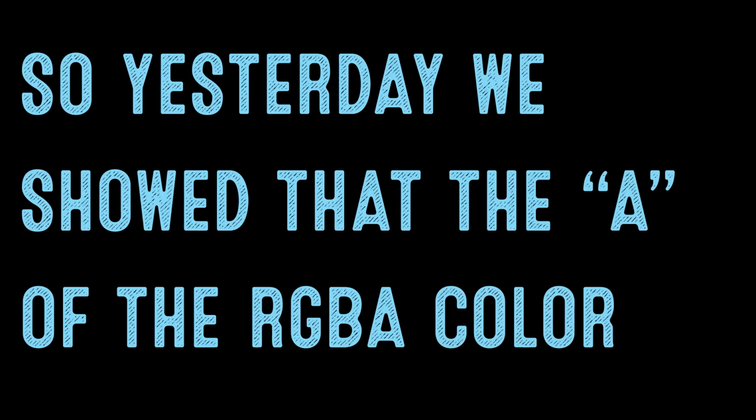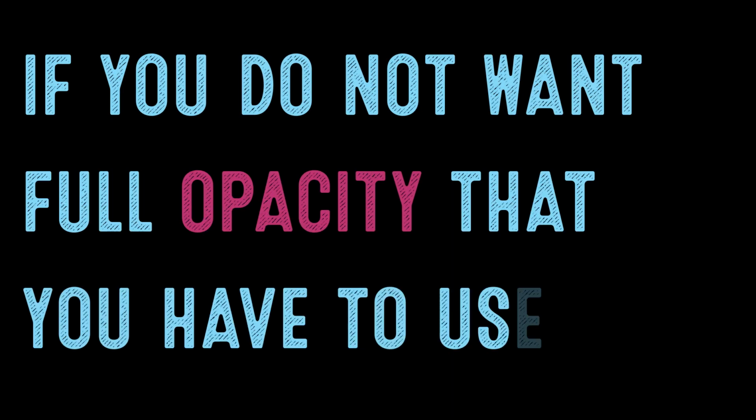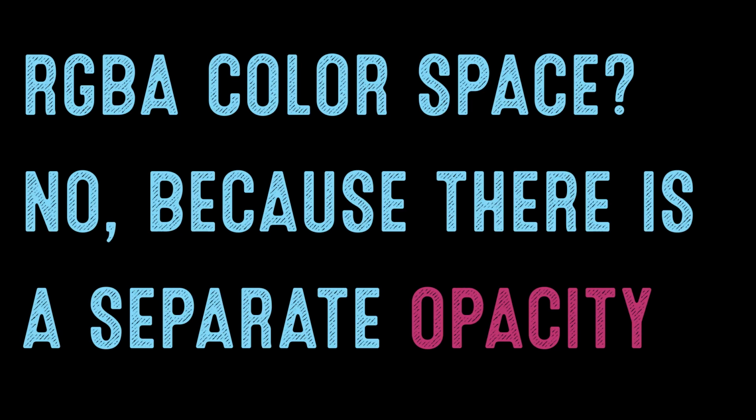The Daily Code Snippet. So yesterday we showed that the A of the RGBA color space is for controlling opacity. Does this mean that if you do not want full opacity that you have to use the RGBA color space? No, because there's also a separate opacity property.